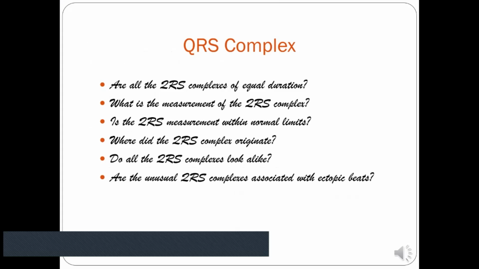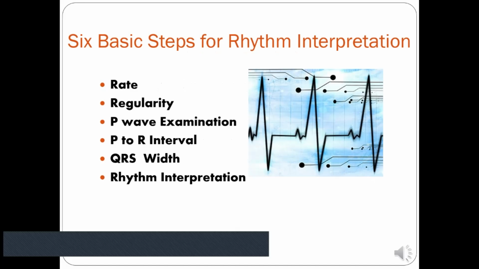And then you have that QRS complex. Are all the QRS complexes of equal duration? What do they measure? Do they look the same? Are they same distance apart? That kind of thing. So the 6 basic steps for rhythm interpretation is you look at the rate, you look at the regularity, you look at the P wave to make sure it all looks pretty and it looks the same all the way across. You look at your PR interval, your QRS width, and then you can just determine the rhythm interpretation.